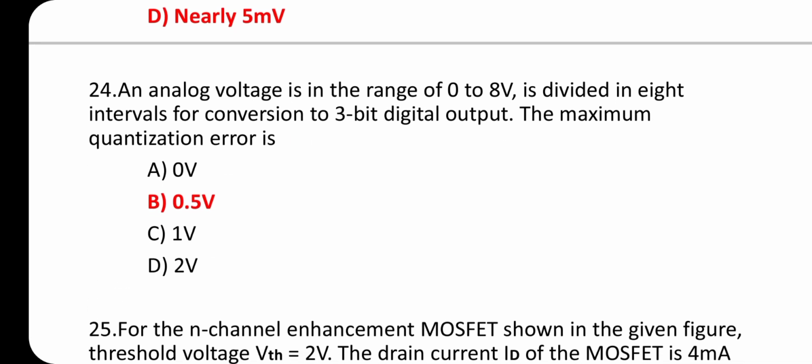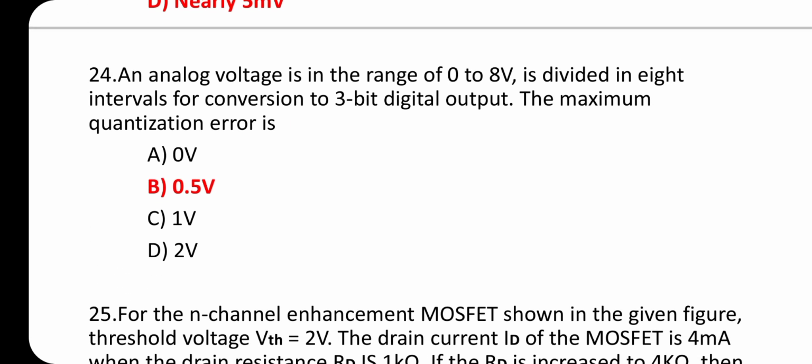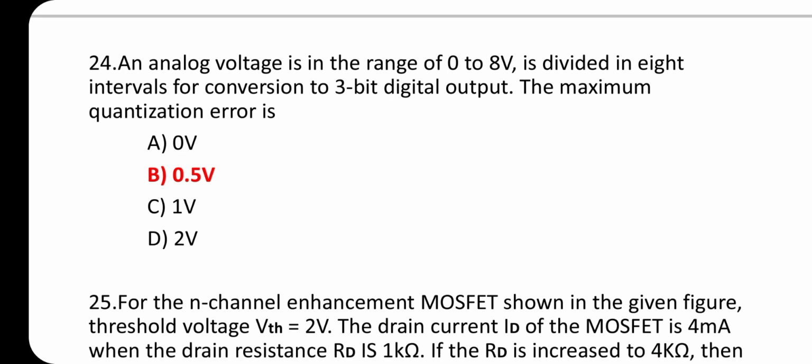An analog voltage in the range of 0 to 8 volt is divided in 8 intervals for conversion to a 3-bit digital output. The maximum quantization error is option B, 0.5 volt.